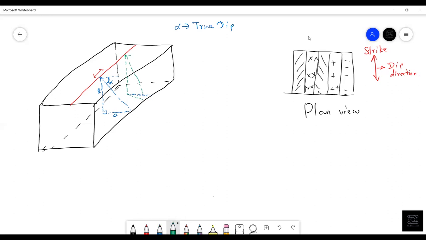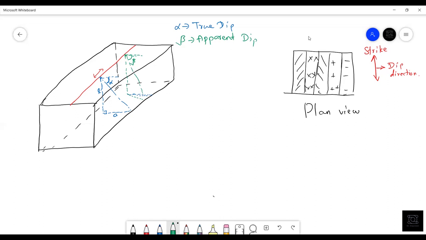So this is our horizontal plane, and this angle is beta. So beta is your apparent dip. That is not the correct dip. When we cut in other planes, that is the value which we observe. That does not mean that is the exact true dip. True dip is always perpendicular to the strike.